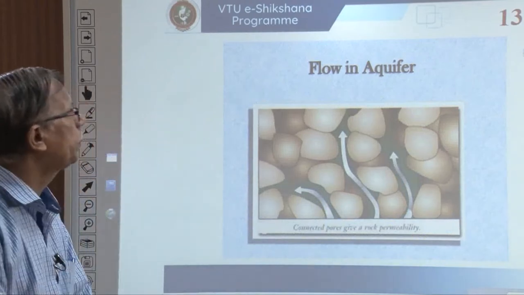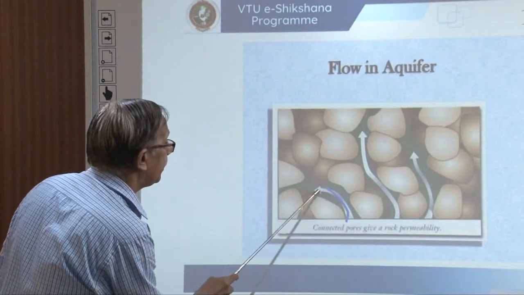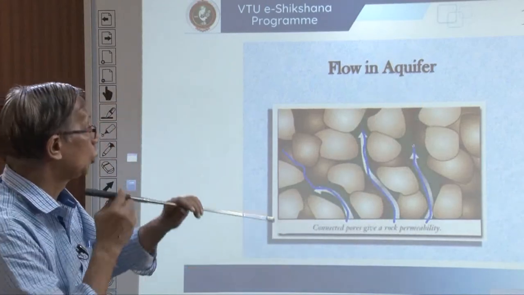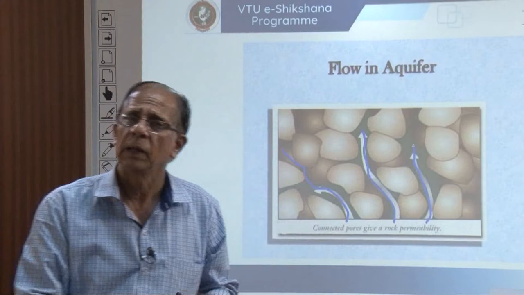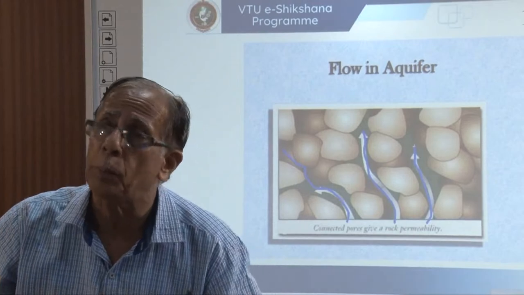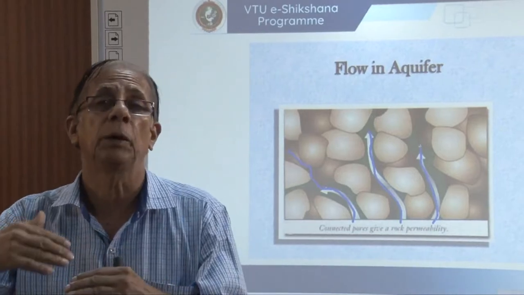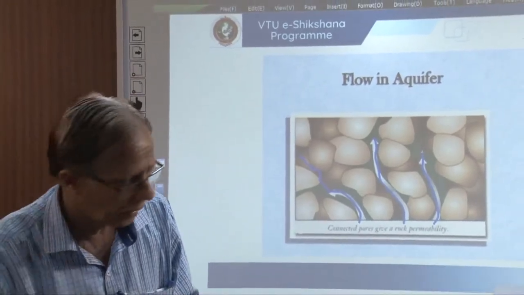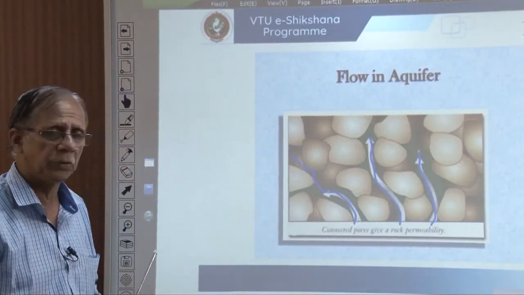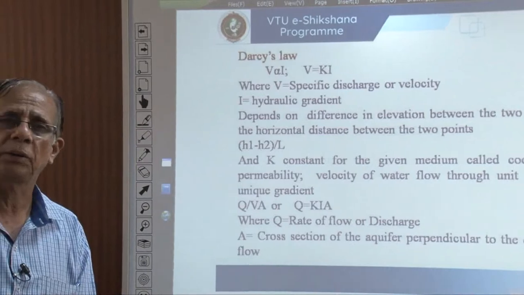So, what do you mean by permeable? Permeable rocks have so much cavity, the cavities are connected, and water can flow easily. And through the aquifer, what is an aquifer? An aquifer is nothing but a rock capable of storing water and capable of yielding water. It is not just store, it should be able to give out, yield water. So, that rock we call an aquifer. Through the aquifer, how the water flows is important. And there is one law. You must have heard of Darcy's law.